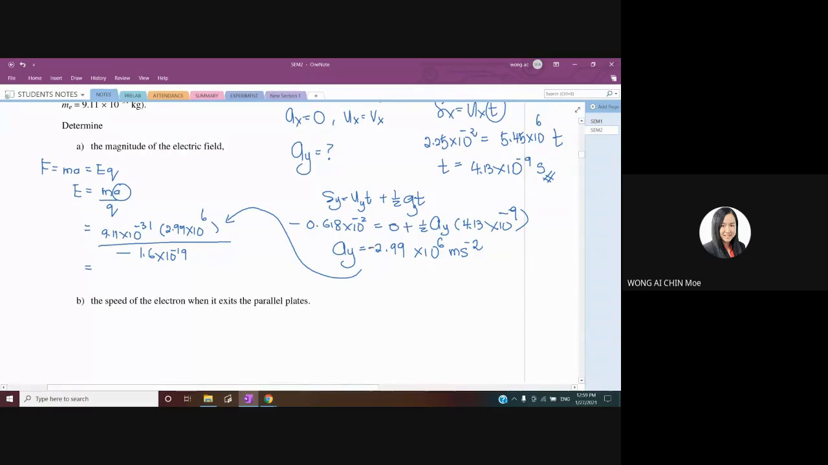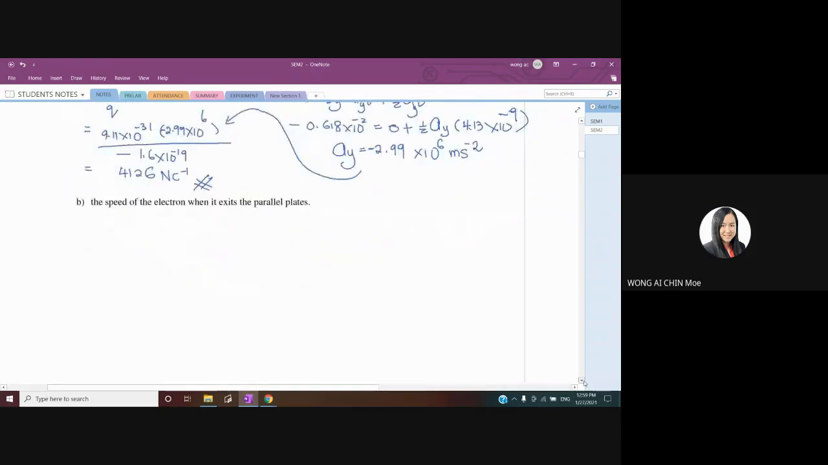So your final answer, here we have negative. So finally, our electric field strength is 4126 Newton per coulomb. So this is the answer for part B.